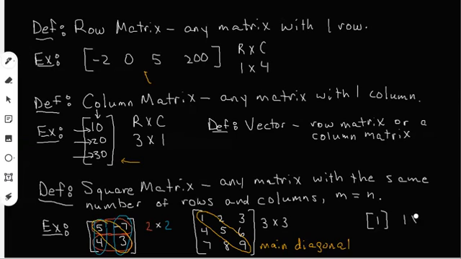This would be a 1 by 1. Notice how it only has one row, but it also only has one column. So this is a 1 by 1. And because the row number is the same thing as the column number, we can call it a square matrix. So then what would the main diagonal be? The main diagonal would be just 1.